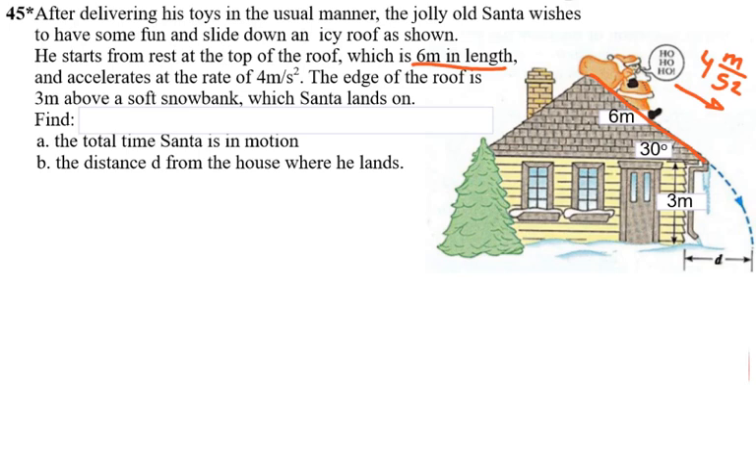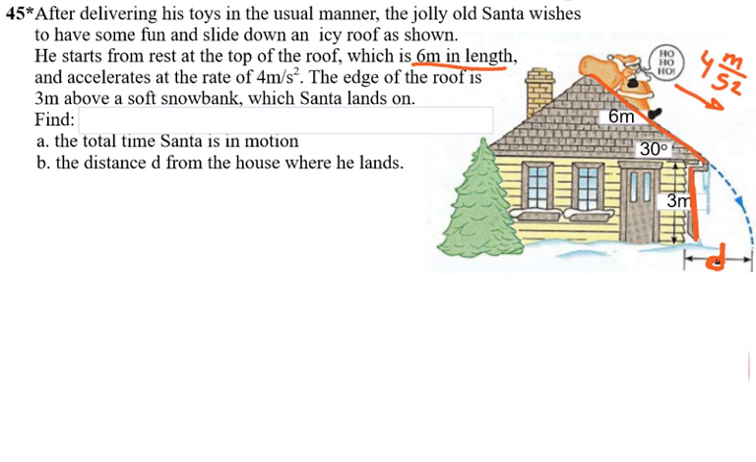The edge of the roof is 3 meters above a soft snow bank. So this part is 3 meters, and Santa lands on it. So find the total time Santa is in motion before he lands, and the distance, how far does he fall? So this distance needs to be found.